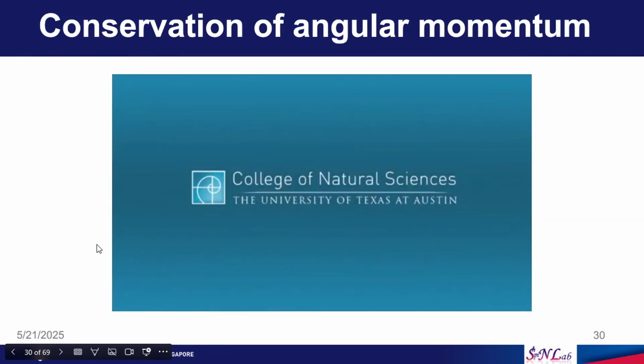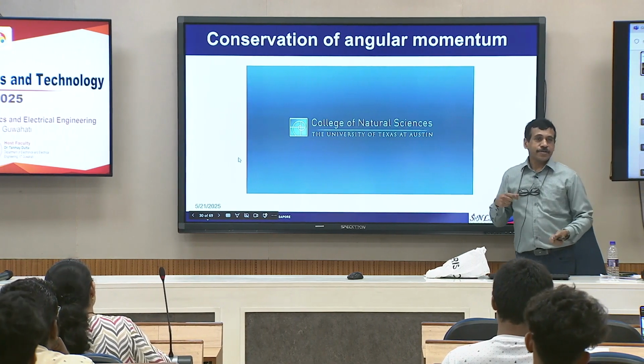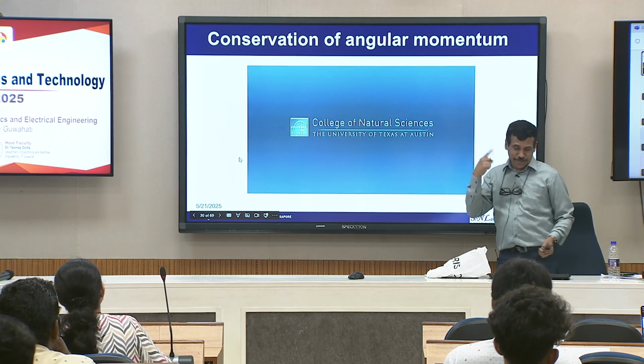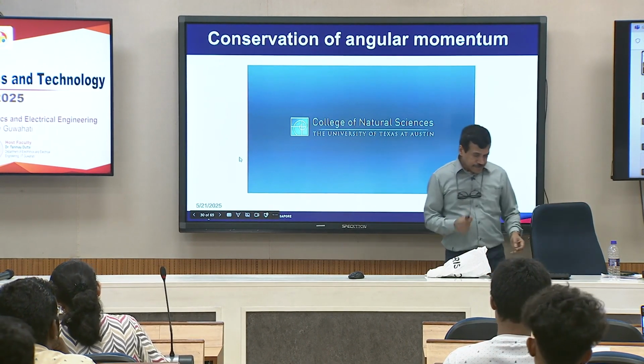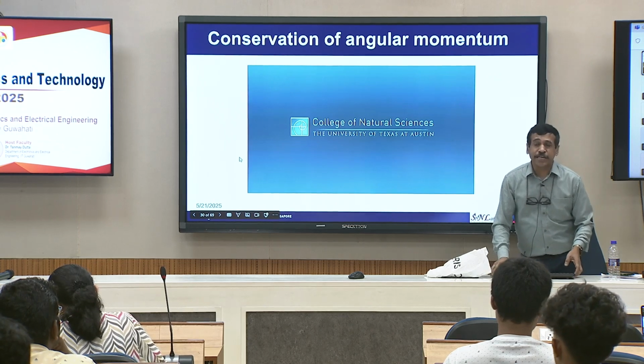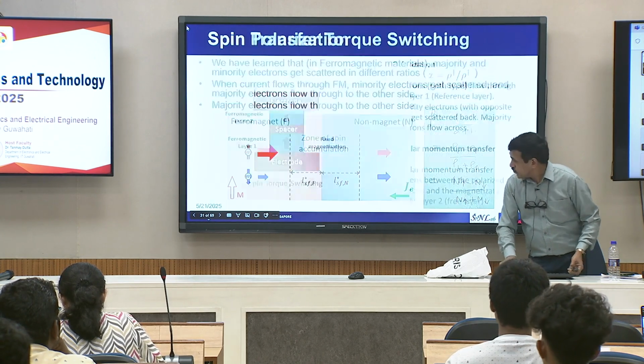So he is changing the angular momentum of the wheel, and because of that there is a torque acting on him, which makes him go around. This is the property that we exploit in the case of spin transfer torque MRAM.